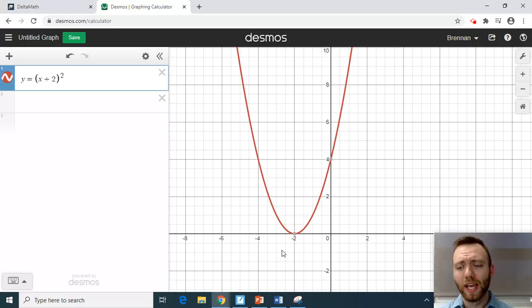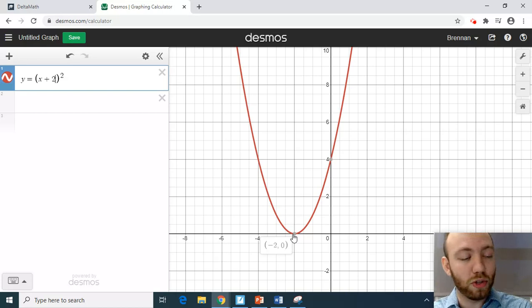If we do +2, it's moved to the left 2, which might be kind of weird because we added, right? You'd think adding we would go to the right, but just a little bit of intuition here. This kind of makes sense. Because what happens if we plug -2 in for x, right? Because we have -2 as an x value here. If we plug -2 in for x, we get -2 + 2, which is 0, and 0 squared is 0, and that is the y value here. So that's how it kind of makes sense that we move left.